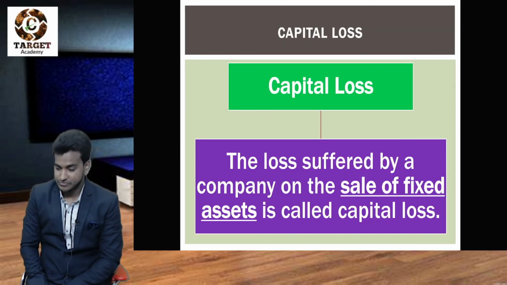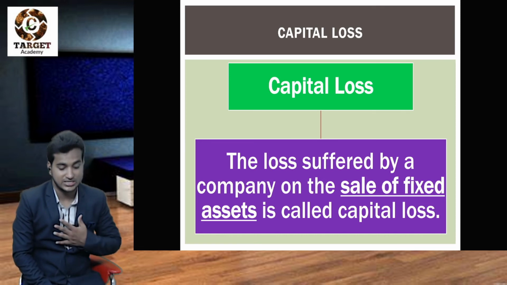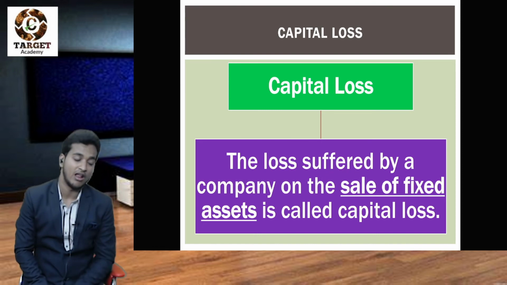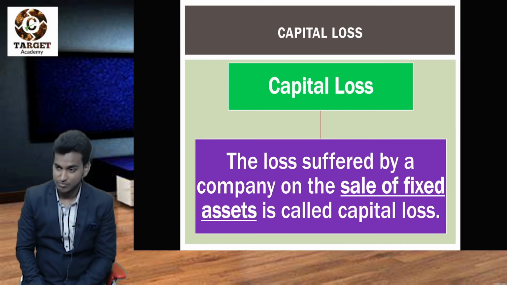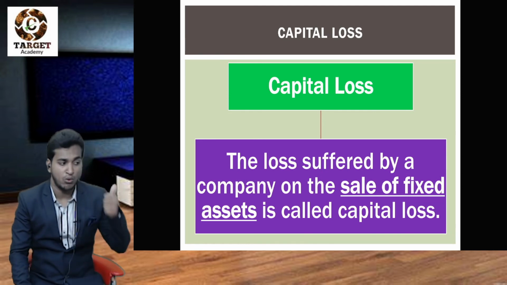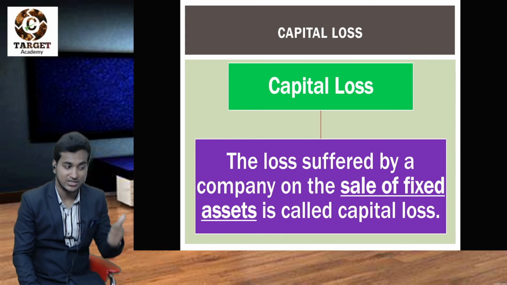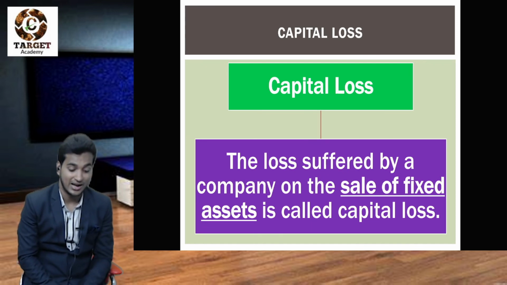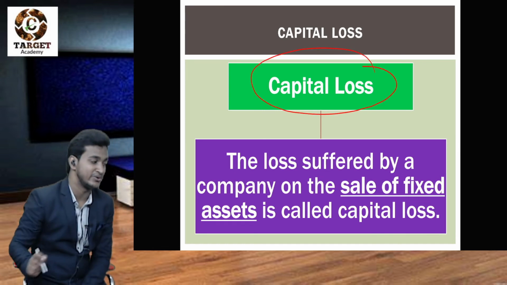Next one, capital loss. That means loss suffered by a company on sale of fixed asset. Let me take one example. We purchased a building at 2 crores and are selling at 1 crore. That means selling cost 1 crore, purchase cost 2 crores. That means we have a loss of 1 crore. That loss is called capital loss, not revenue loss.